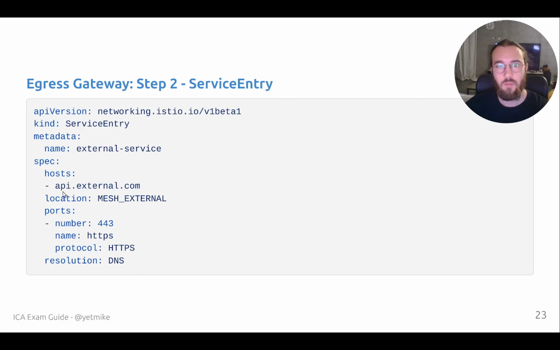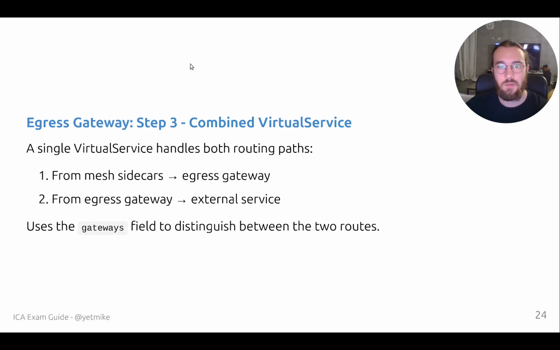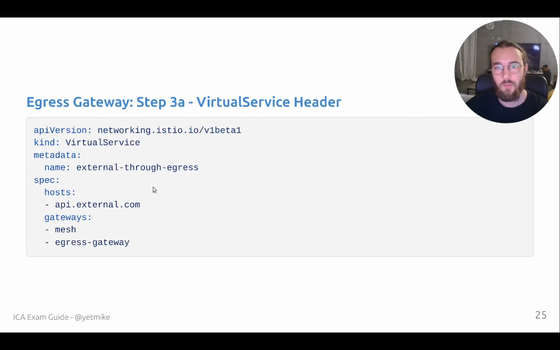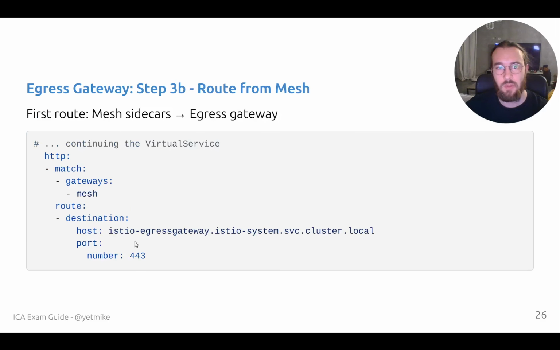When we want to access the api.external.com, for example, we specify it like that. The resolution is set to DNS, but it also might be static. Then you need to specify the IP address of this endpoint. And here is how to use the external gateway. You need to set two gateways essentially in your configuration. Here they are. That's for the internal traffic and that's for the external traffic.